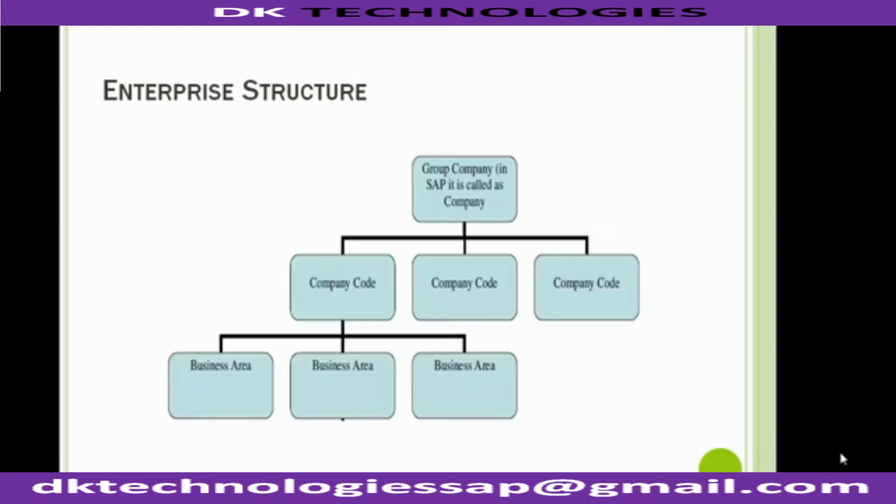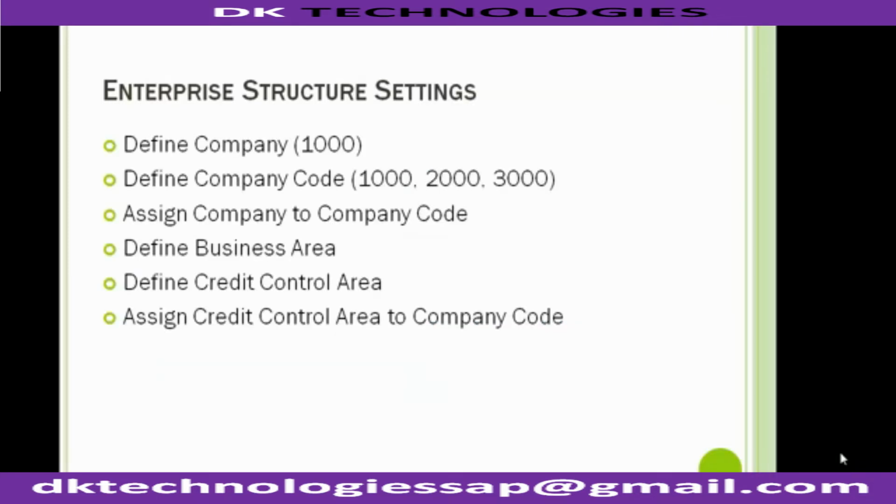As we can see in the diagram, company or group company, company code, and business areas are represented as organizational units in SAP system. Now, to have the enterprise structure defined in the SAP system, you need to do the settings for the same. We have to define the company code, and assign the company to the company code.